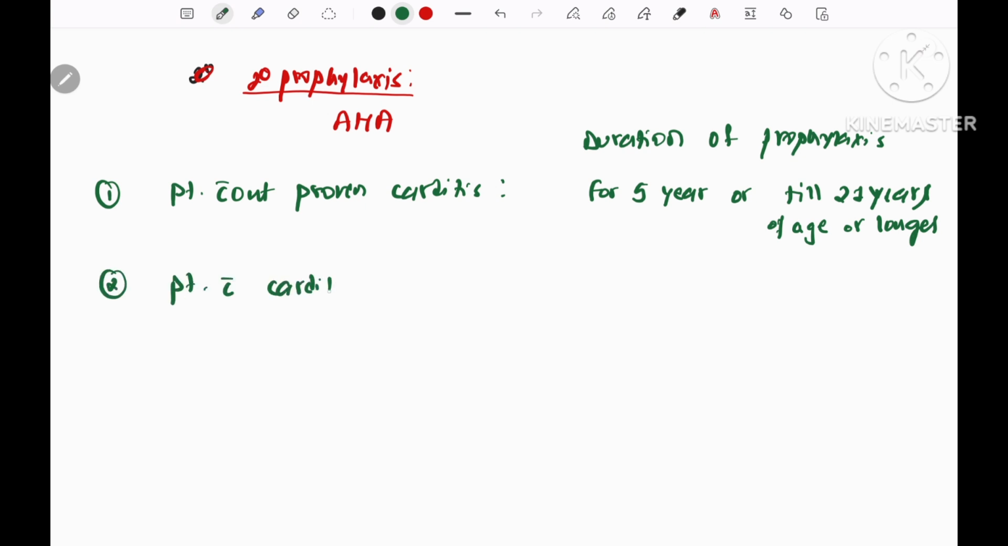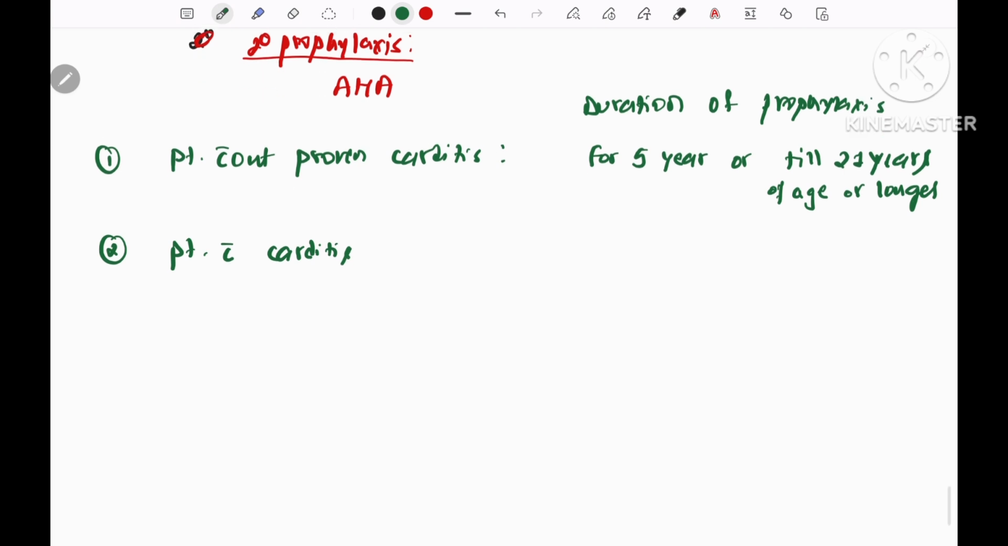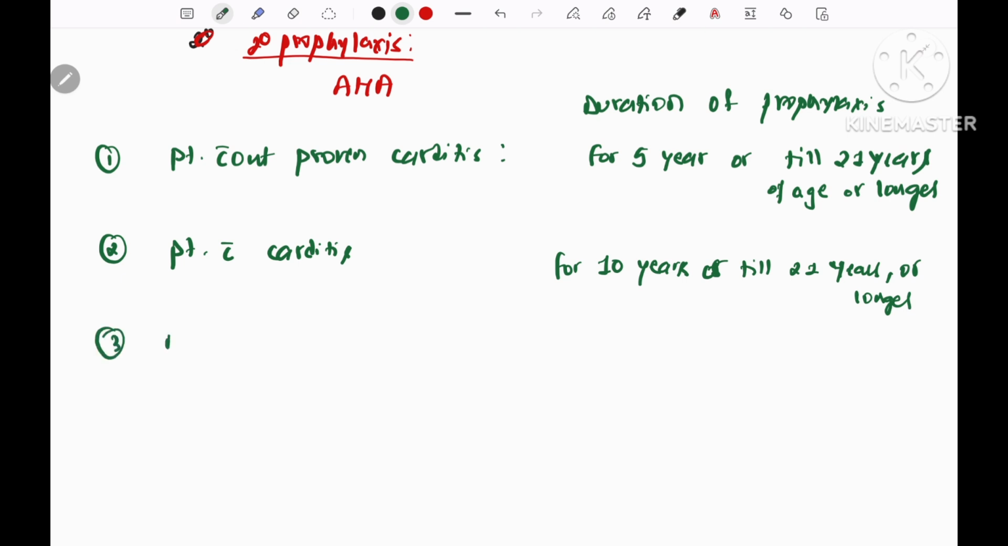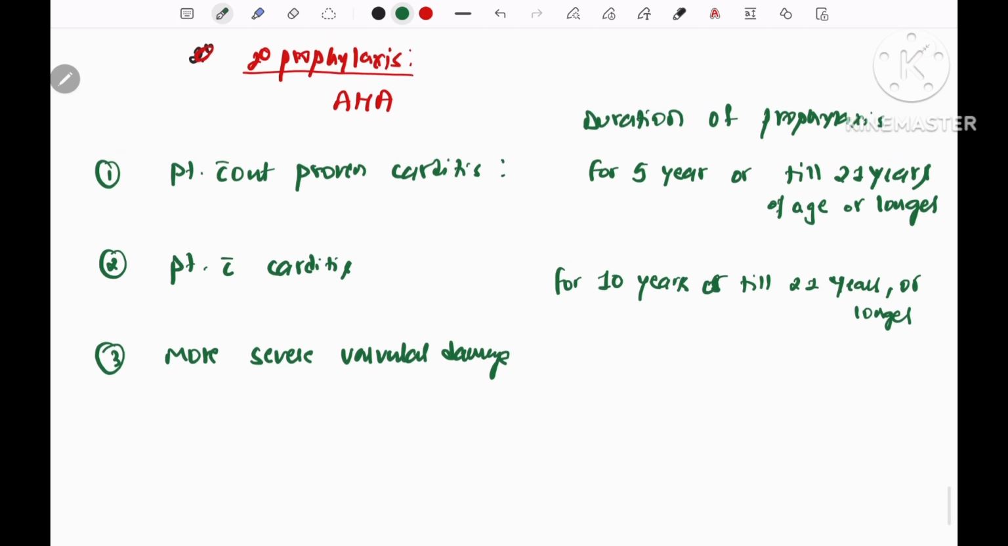And if the patient is with carditis, then the duration of prophylaxis is for 10 years, or till 21 years, whichever is longer. And if the patient is having more severe valvular damage, the treatment is given up to 40 years.